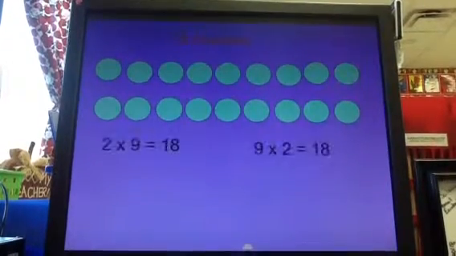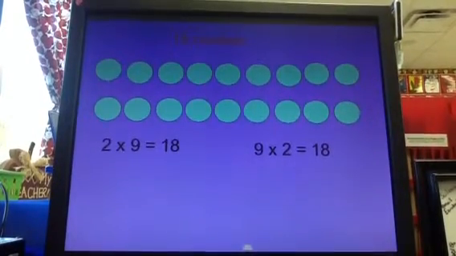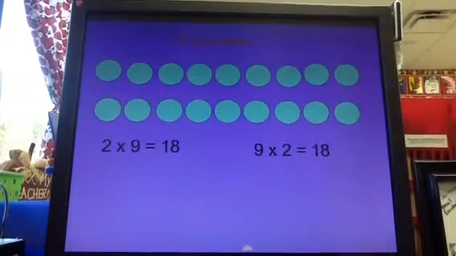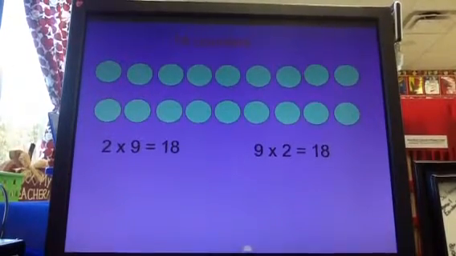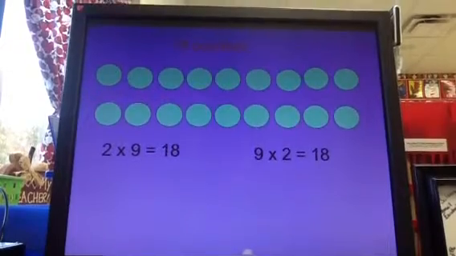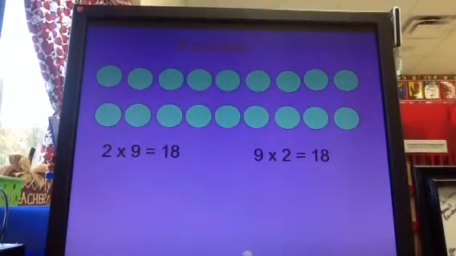For 18, you should have found 2 times 9 and 9 times 2. Another way is 3 times 6 and 6 times 3. You could have also done 18 times 1 and 1 times 18.